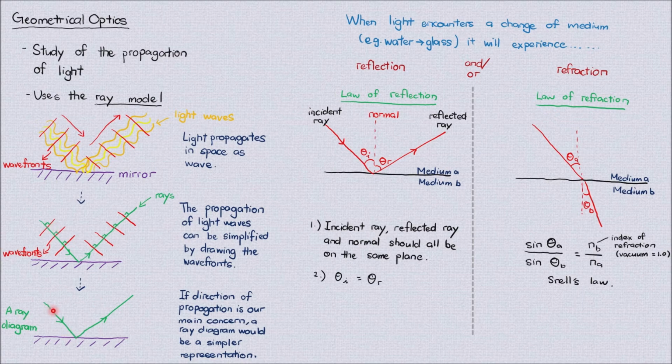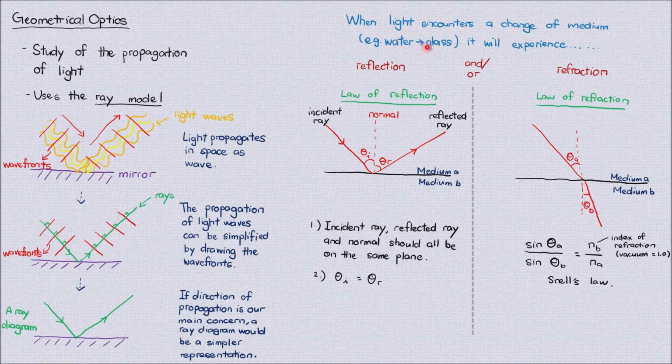So light, when it travels in an empty space, a vacuum, will just travel in a straight line. There's nothing special about it, but something might happen if the light encounters a change of medium. So let's say light is traveling in air and it encounters glass, or a wall, or liquid water. This kind of situation we call a change of medium.